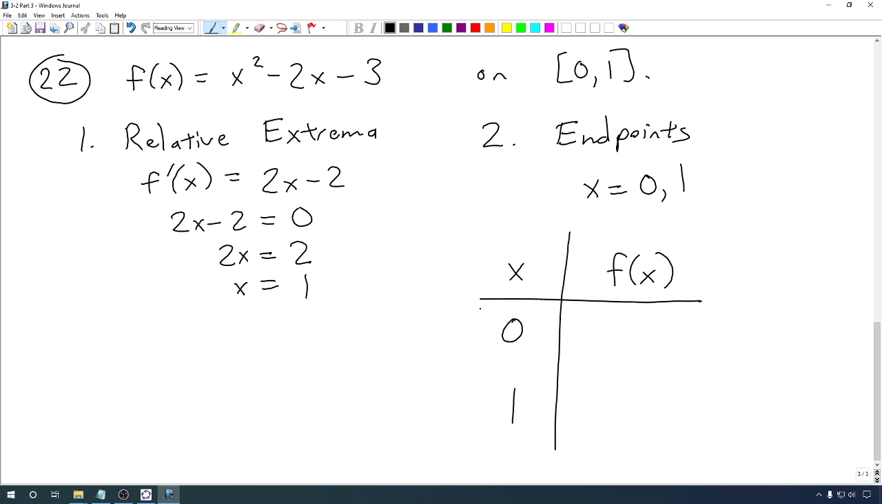Note that we're not plugging 0 and 1 into the derivative. We're plugging them specifically into the original function. That's very important. We're looking at the y values, not the y prime values. So at 0 we have a y value of -3. At 1 we have a y value of -4. And all we need to do now, because these are the only possible places where we can have an absolute maximum and absolute minimum, all we have to do is identify which one is bigger and which one is smaller. -3 is bigger than -4, so our absolute maximum is here. And -4 is the smallest, so the absolute minimum is here.